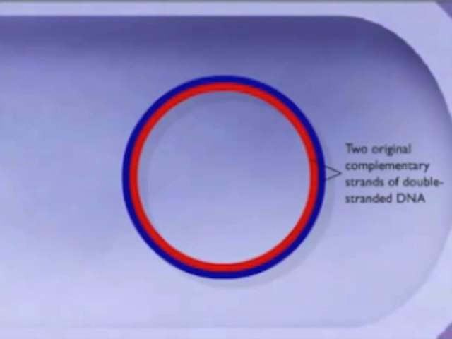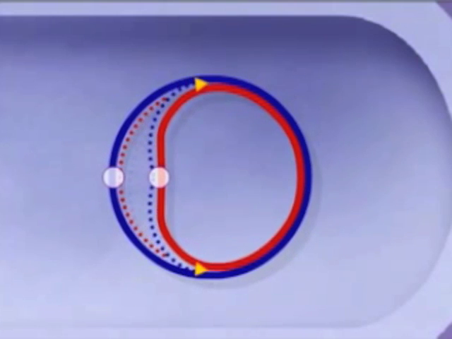Here's another way of looking at it using this bacterial chromosome. In this bacterial chromosome, we have one side of the DNA labeled blue and the other side labeled red. In the semi-conservative process of DNA replication, the strands will separate from each other. This is referred to as semi-conservative.